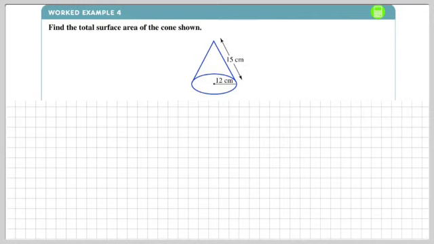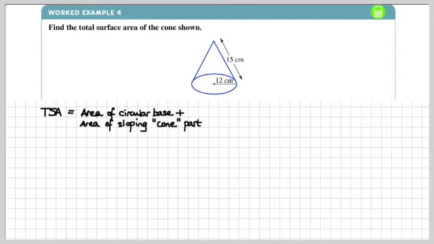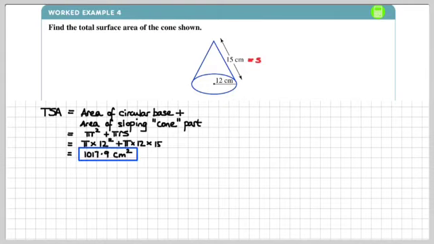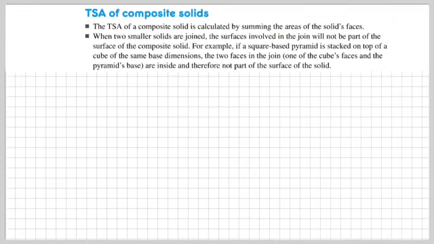Alright, so let's just plug and chug. The area of a circular base plus the area of the sloping cone part would be pi r squared plus pi r s, where s is 15 centimetres in this case, and we just plug it in, and what do we get? I did it to one decimal place for you, 1017.9 square centimetres. Alright, very good.